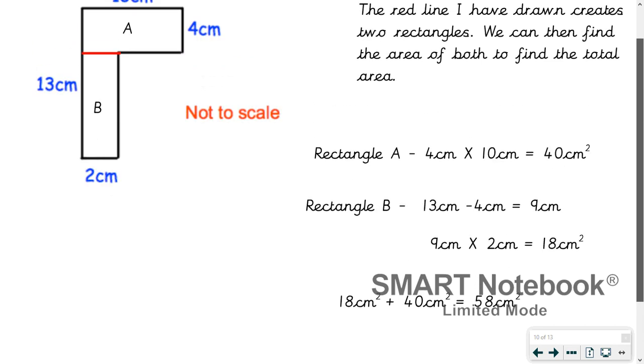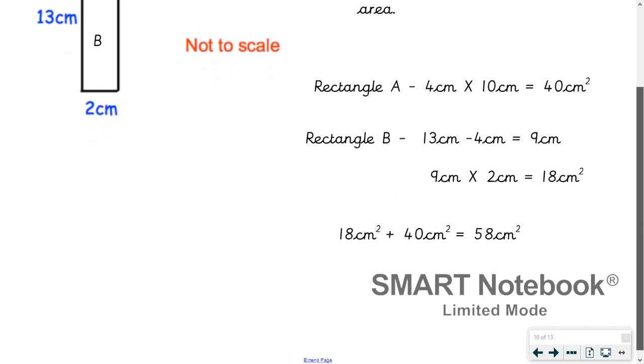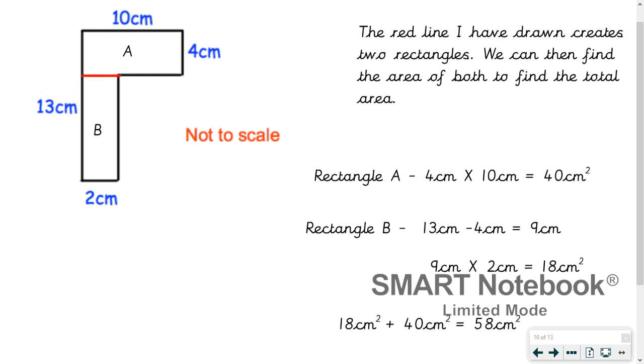And then we add the areas of both shapes together. So 40 centimetres squared add 18 centimetres squared is 58 centimetres squared. So split your shapes into manageable squares and rectangles, find the areas and then add them.